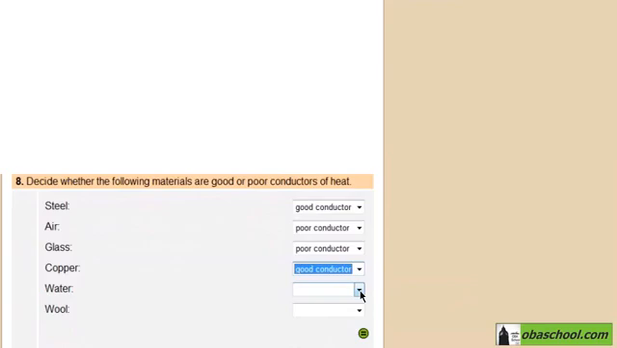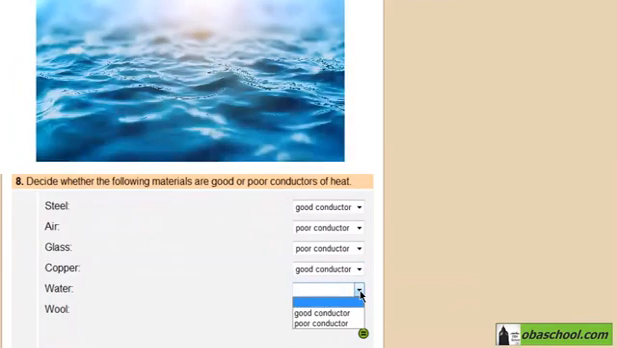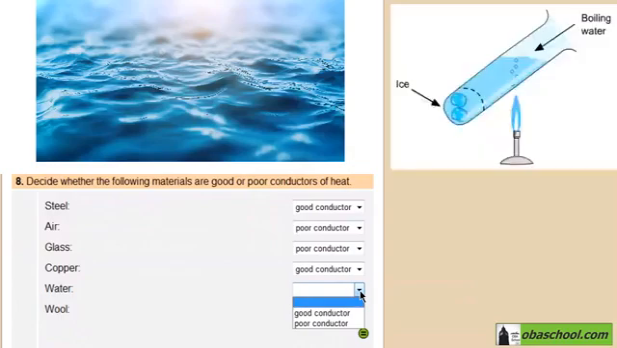Water, for example, as we discussed earlier when we investigated the experiment of heating the water, recall that the ice melted to water and then to vapor. This process is a longer process. Therefore, water allows the flow of heat at a lower rate. It slows down the heat gain or loss, so it's considered a poor conductor.